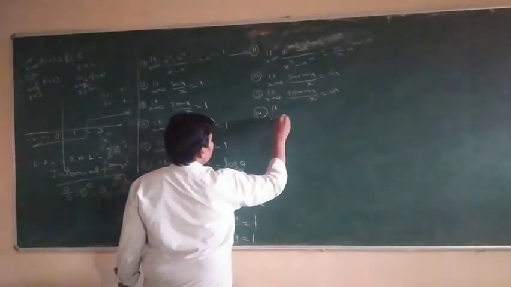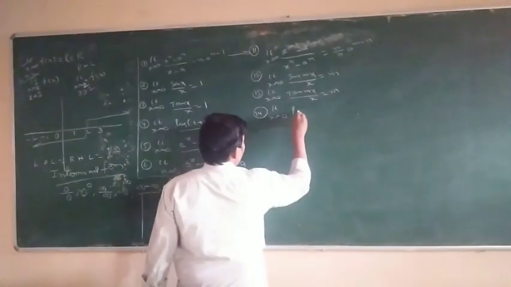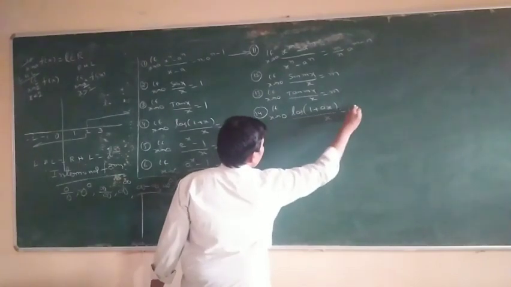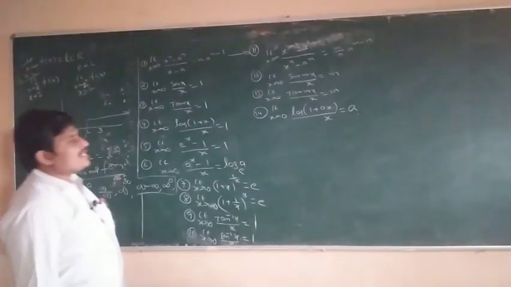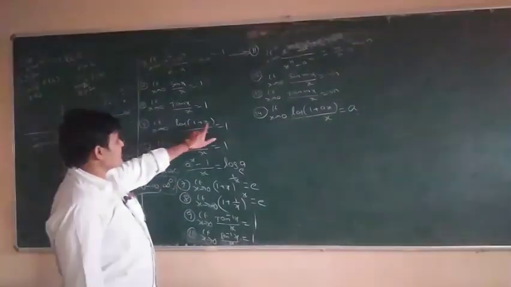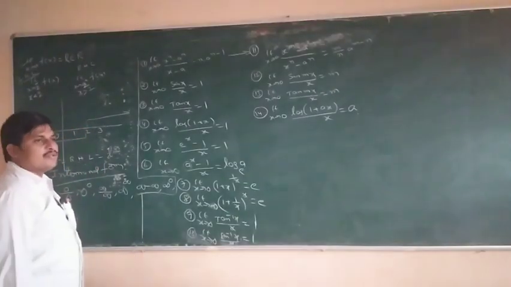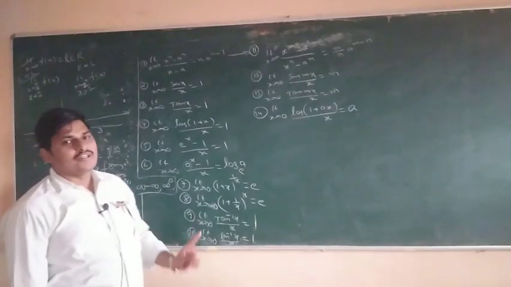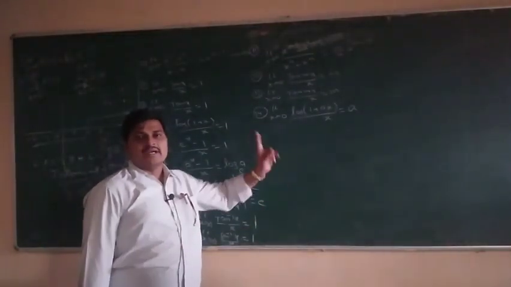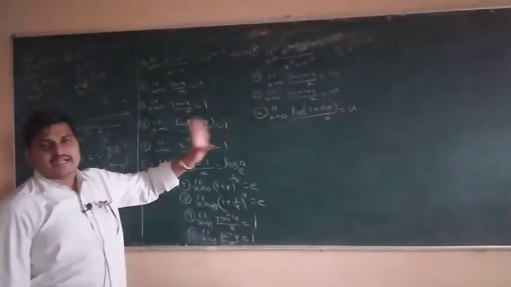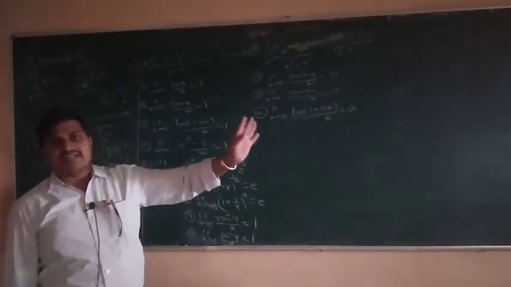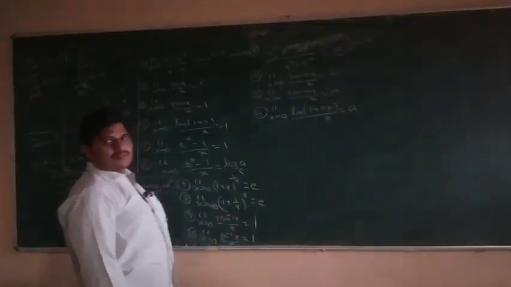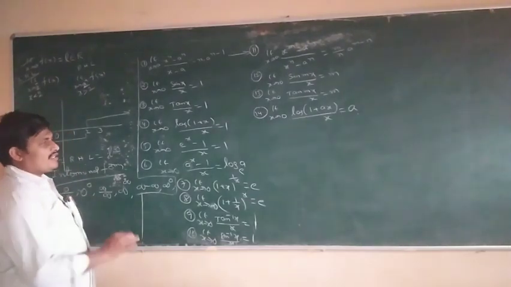Next, 14th one, related to 4. Limit x tends to 0 of log of 1 plus a into x by x is equal to a. Log of 1 plus 1 into x is 1, a into x is a. For example, log of 1 plus 10x by x is equal to 10. Log of 1 plus 100x by x is equal to 100. Okay, simple formulas. So every problem, every line depends on the formula.